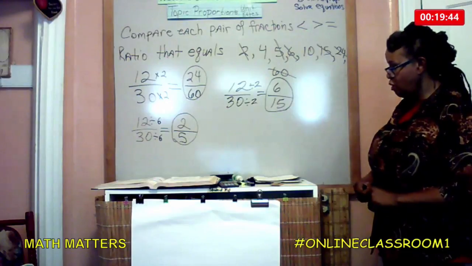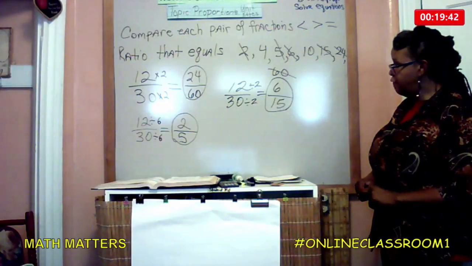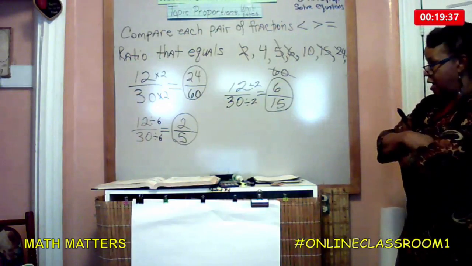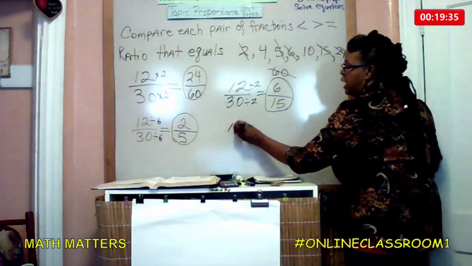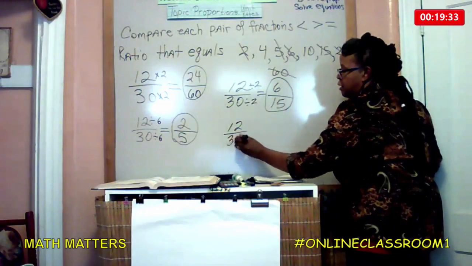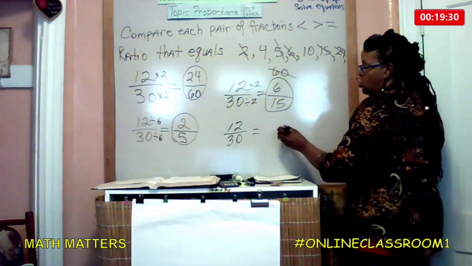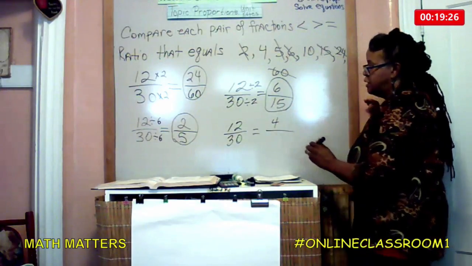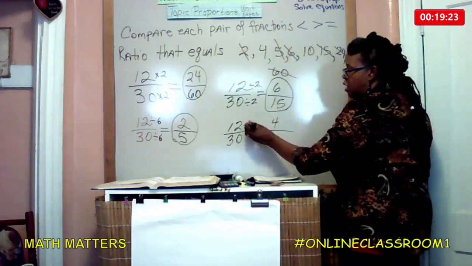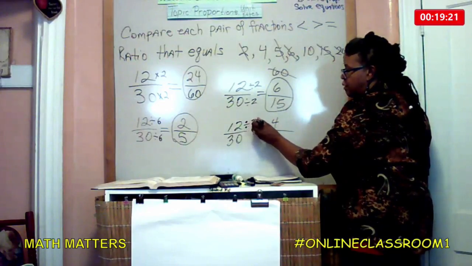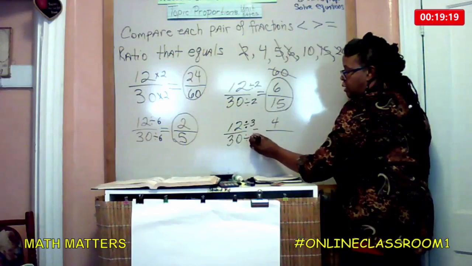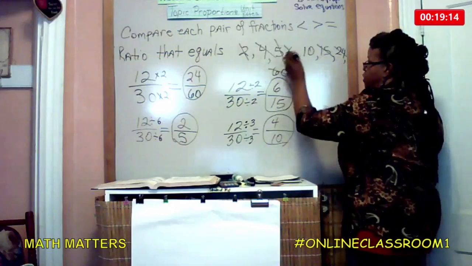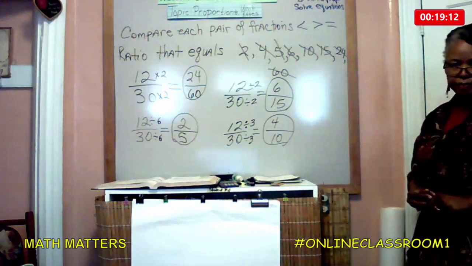All right, let's try for the 4 and the 10. Can we do it? Oh, yeah. So looking at my original again, 12 out of 30 is equal to, say, 4. Let's see, what did I do to the 12 to get 4? I divided by 3. And I get 10. So here we've used the 4 and the 10.